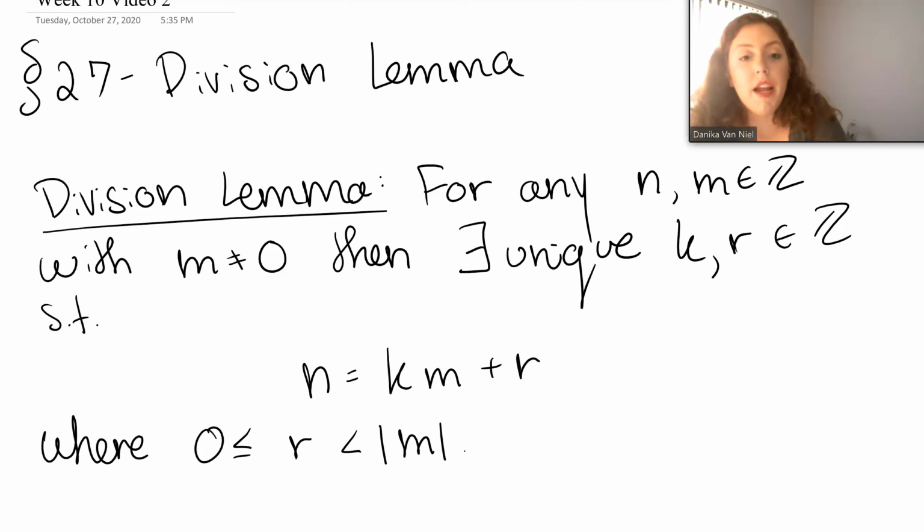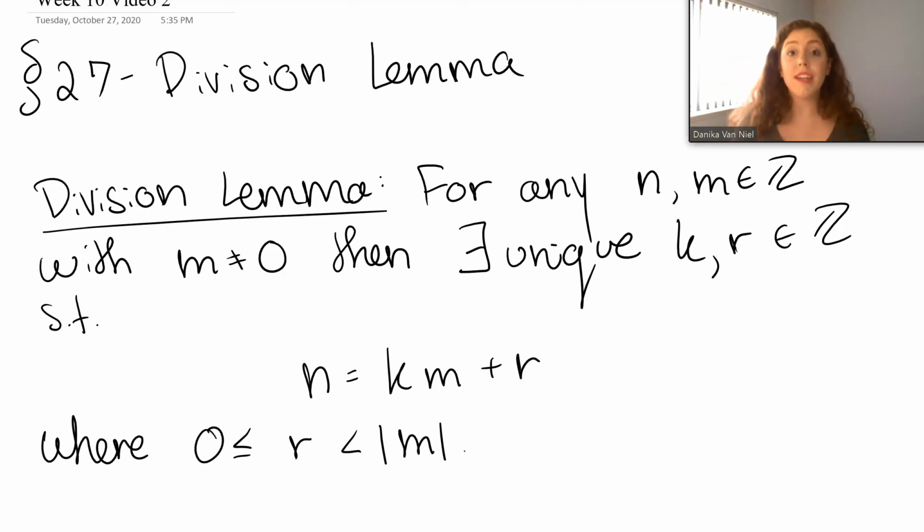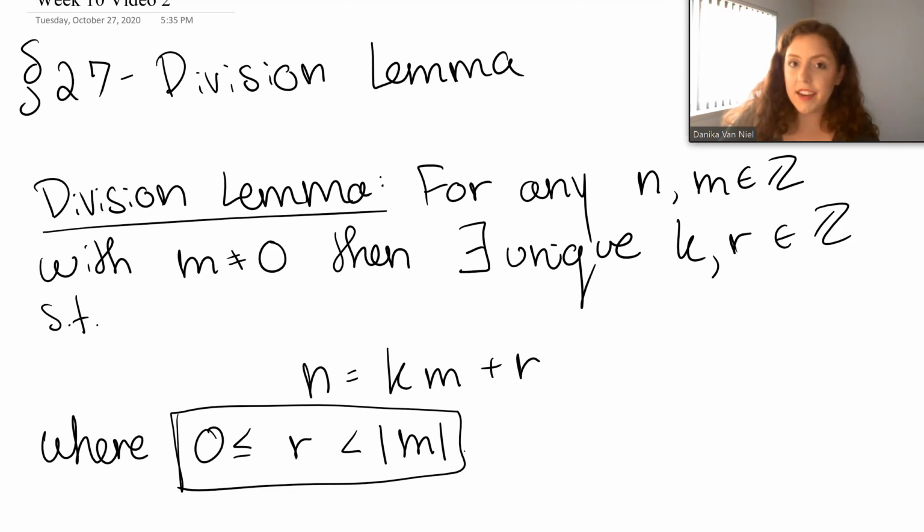All right, so let's read it again. Some evil scientist hands you two integers where one of them is not 0. Then you can produce a unique pair, so that means there's not multiple ones that you could pull out. There's one pair and one pair only of integers k and r, such that your n, which could be 0, is equal to k times m plus r. And then here are our restrictions on r.